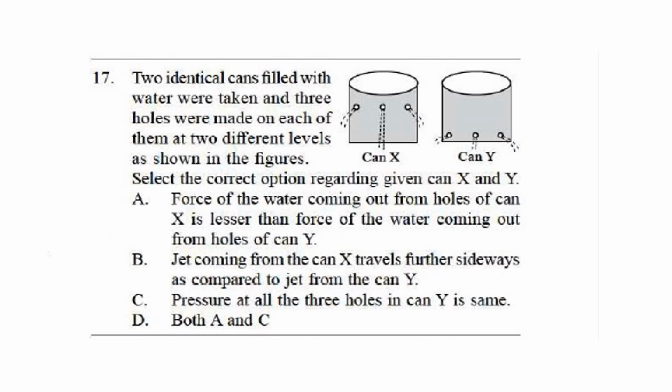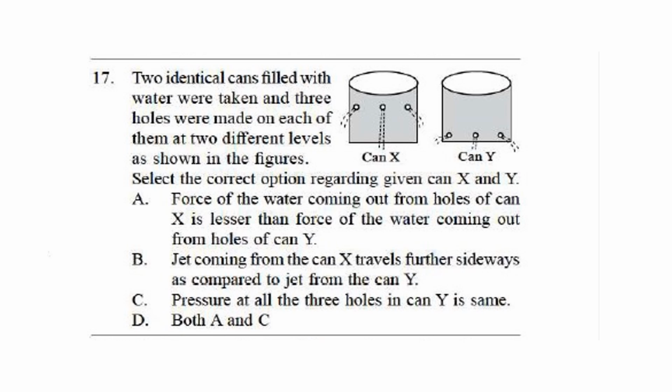Question number 17. Two identical cans filled with water were taken and three holes were made on each of them at two different levels, as shown in the figures. Select the correct option regarding given can X and Y.